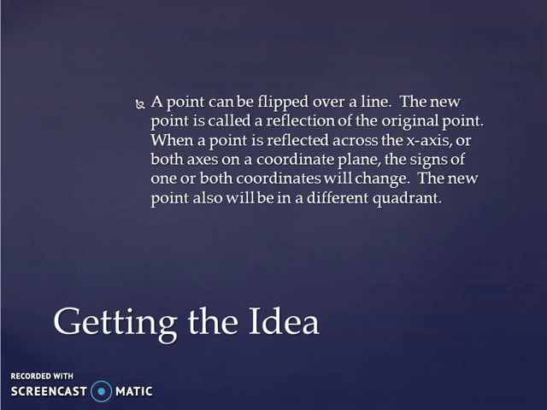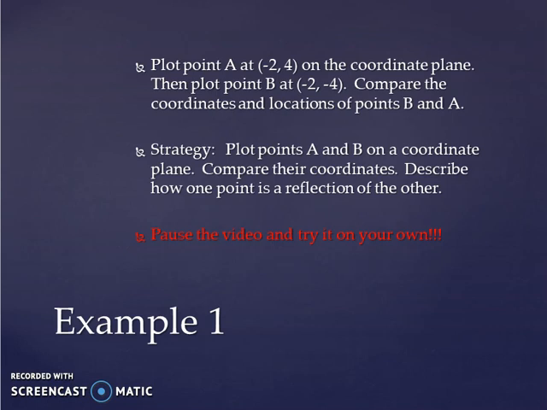So let's look at example 1 and see if we can understand what it's saying there. For example 1, you're going to plot point A at (-2, 4) on the coordinate plane. Then you're going to plot point B at (-2, -4). I want you to compare the coordinates and the locations of point B and A. I've left some blank coordinate planes there for you, so you need to get those and use them as you work through the PowerPoint as well.